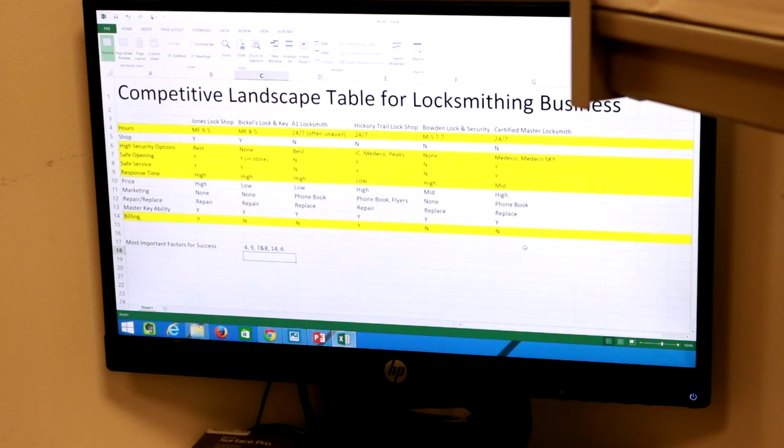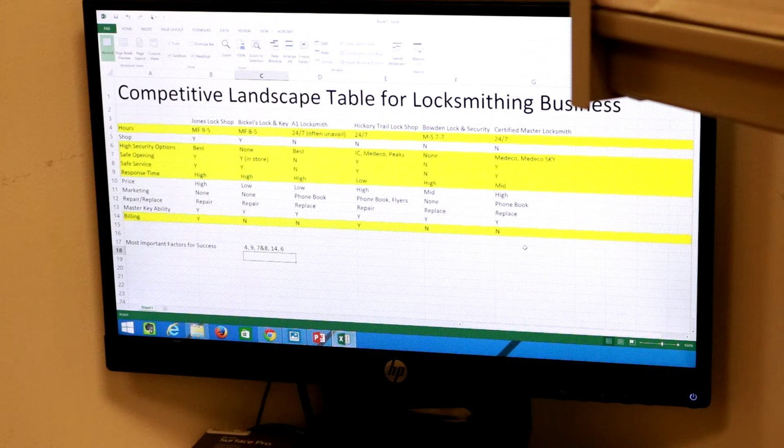Alright, there we go. So this is for the locksmithing business in Muncie, Indiana, circa 1995. These are the competitors that were in the area: Jones Lock Shop, Bickles Lock and Key, A1 Locksmith, Hickory Trail Lock Shop, Bowden Lock and Security Certified Master Locksmith. There were also 6 or 8 other people. There was a new locksmith every year, and usually they would come in and go out of business in that same year.